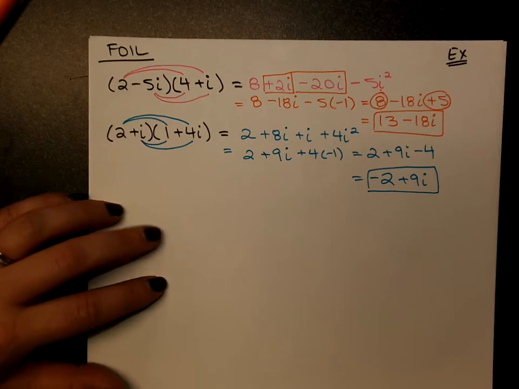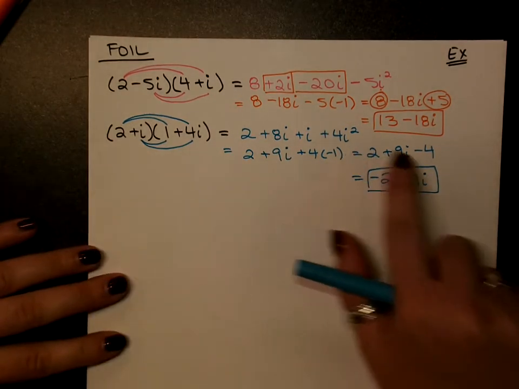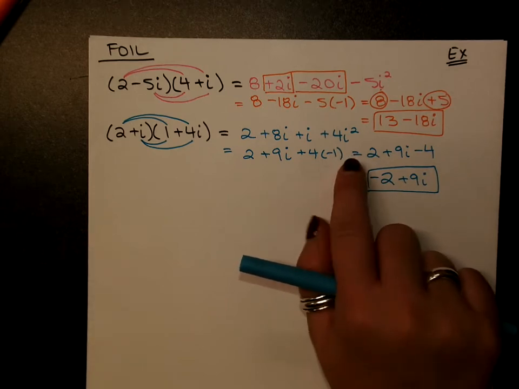You treat the i's just like variables. You can combine like terms. Anytime you see i squared, you put negative 1.